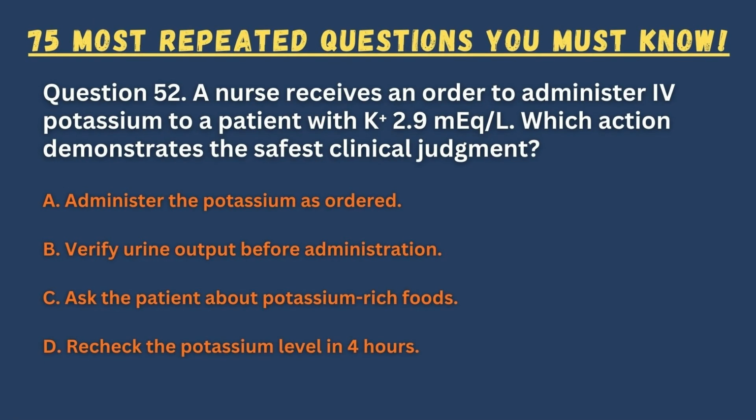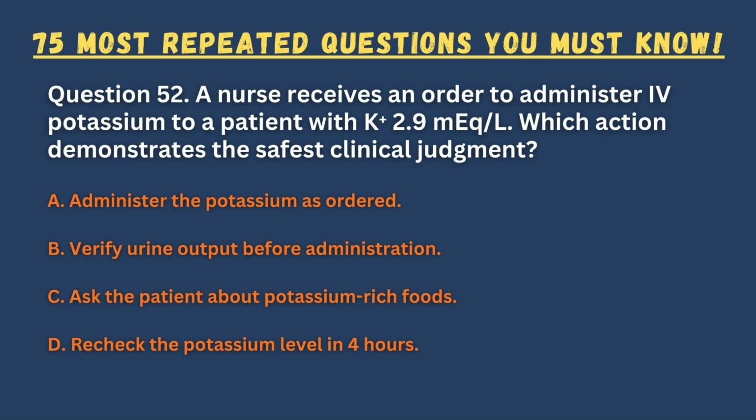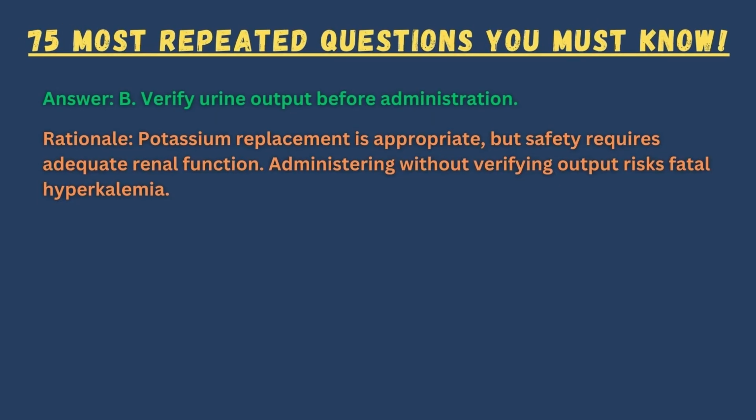Question 52. A nurse receives an order to administer IV potassium to a patient with potassium ion 2.9 milliequivalent per liter. Which action demonstrates the safest clinical judgment? A. Administer the potassium as ordered. B. Verify urine output before administration. C. Ask the patient about potassium-rich foods. D. Recheck the potassium level in 4 hours. Answer: B. Rationale: potassium replacement is appropriate, but safety requires adequate renal function. Administering without verifying output risks fatal hyperkalemia.